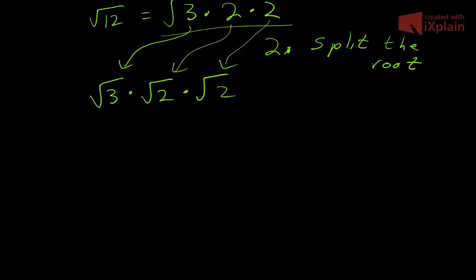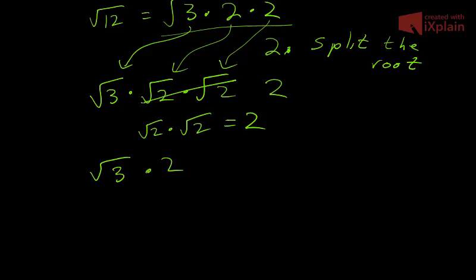Now that we've done that, I know that the square root of 2 times the square root of 2 is the same thing as 2. So these things are going to go away, and I'm going to have a 2, and this is going to give me root 3 times 2.